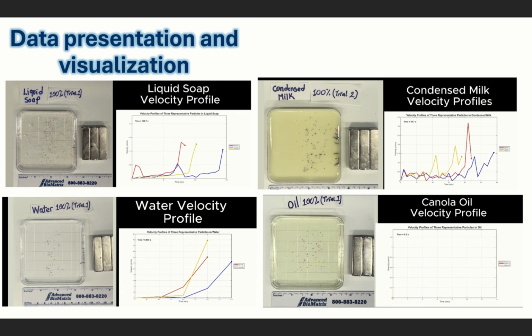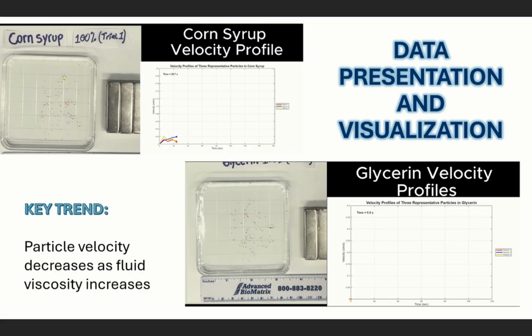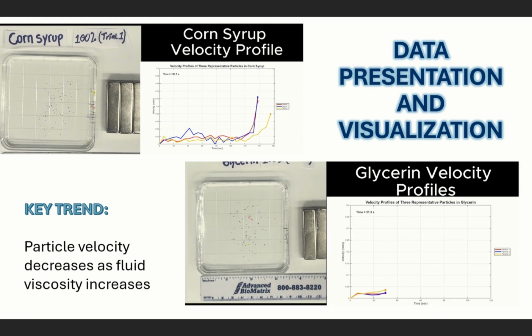In liquid soap, the motion becomes more damped and irregular, and the viscous resistance dominates, limiting the particle acceleration. And the condensed milk shows noisy and variable velocities. This is due to its heterogeneous nature, which affects the particle motion. In glycerin, the motion is extremely slow and highly damped. This indicates a strong viscous regime, where drag dominates completely. With the corn syrup, this one shows the slowest motion, and the particles remain nearly stationary, confirming the strong viscous damping.